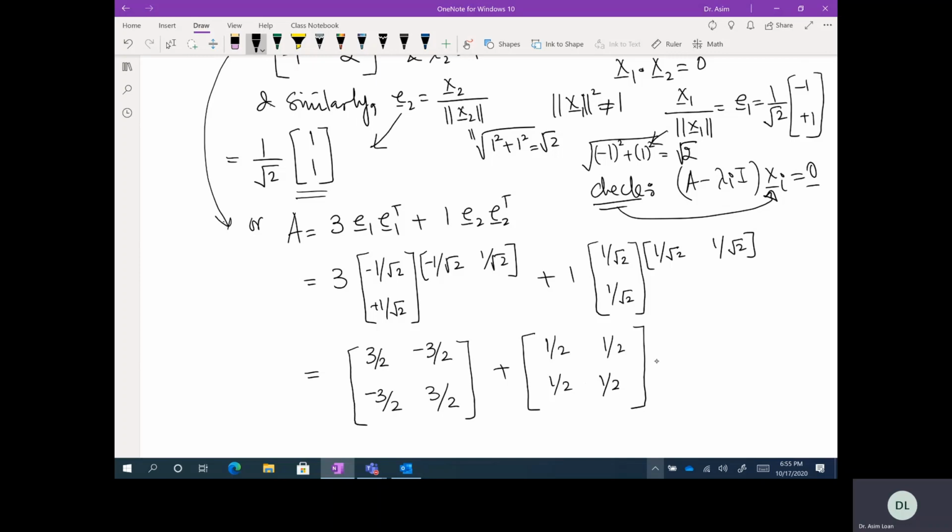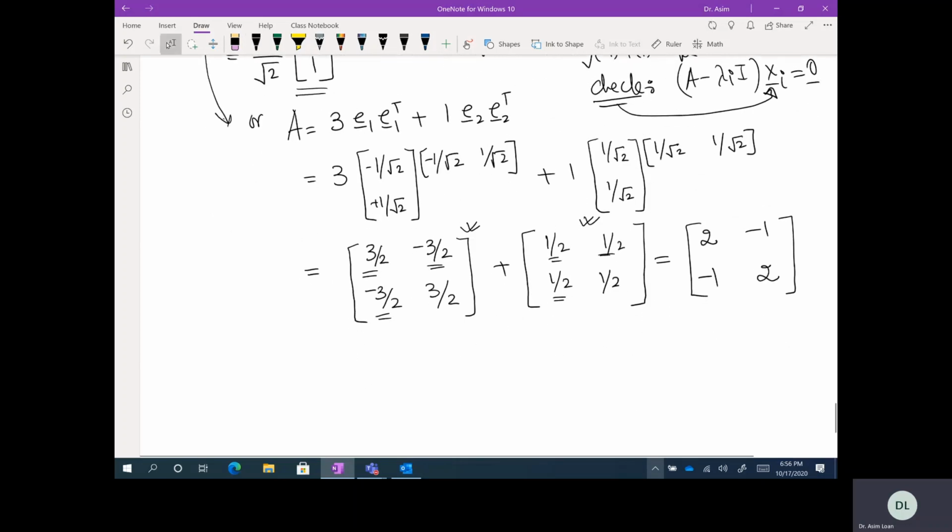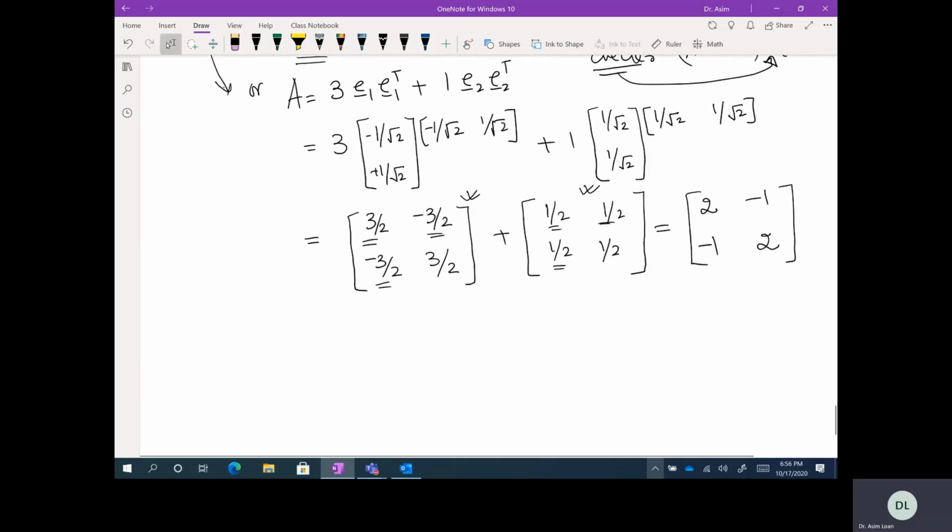If I add them up, I should get A. So 3 by 2 plus half is 4 over 2. 4 over 2 is 2. Minus 3 by 2 plus half, minus 2 over 2, is minus 1. This is a symmetric matrix. It has to be the same here. And then 3 by 2 plus this one, 4 over 2, and this is 2. This is the same as before. So these two are all right. And obviously these eigenvectors are also the same. Okay.